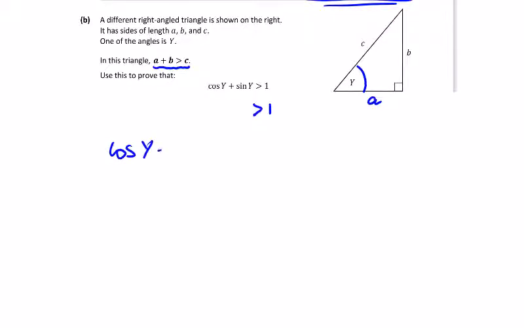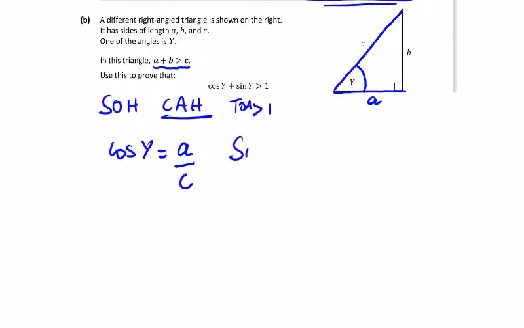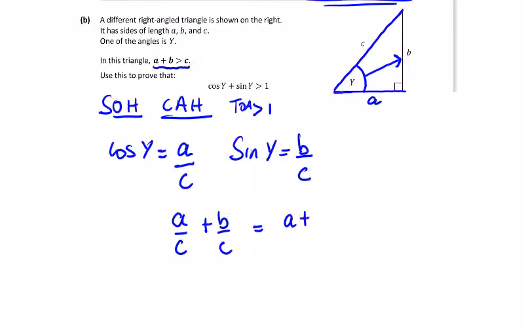So the cos of y, we'll need to find out. SOHCAHTOA. I'm sure you know all this off by heart by now, but just fit it in. Cos is adjacent over hypotenuse. So the cos of y: adjacent is a, over hypotenuse, which is c. So that's the cos of y. The sine of y is equal to opposite over hypotenuse. Opposite is b over hypotenuse, which is c. So we have a over c plus b over c. So it's the same denominator. That's a plus b over c.